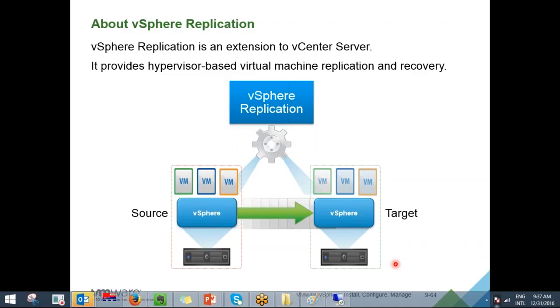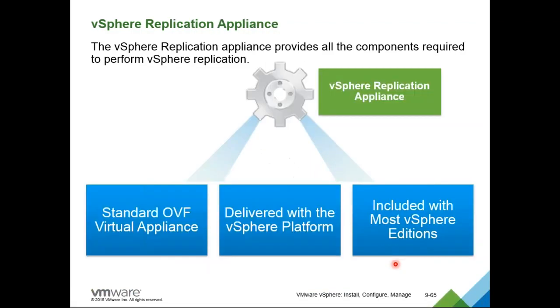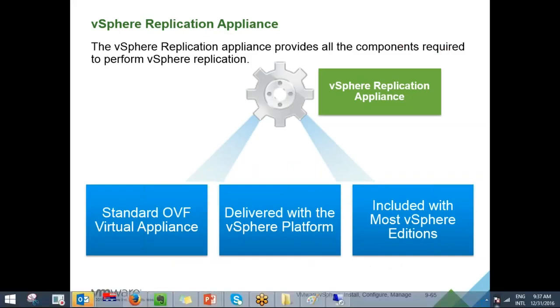So I'm moving to the next slide. This is the vSphere replication appliance. To implement vSphere replication, you have to deploy software that comes as a vSphere replication appliance. You need to download it from your VMware portal. It is a free version, a 60 days evaluation copy that you can utilize.